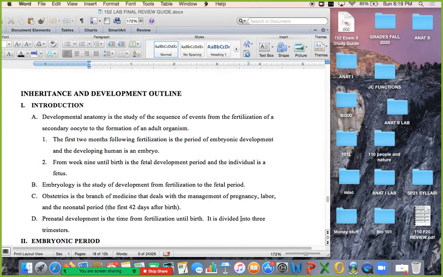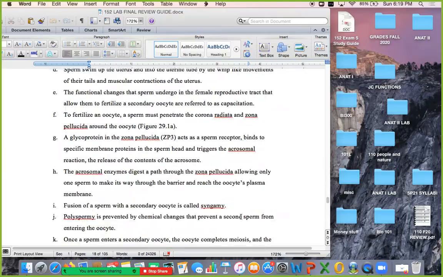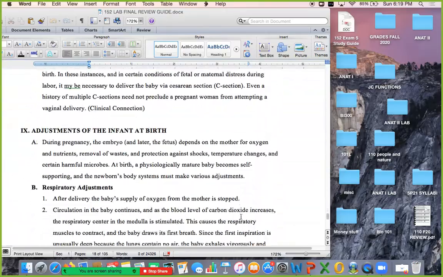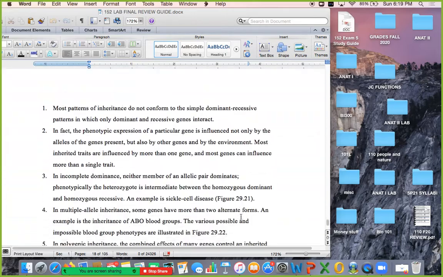All right, so those are going to be the images that we're going to be using for development. Yeah, that's going to be everything, guys.